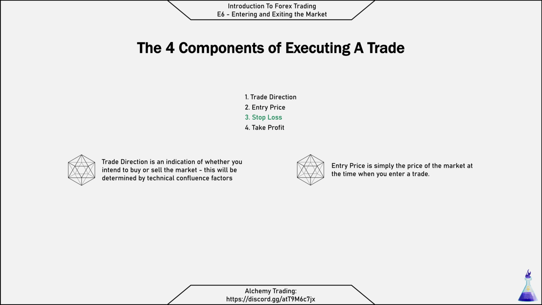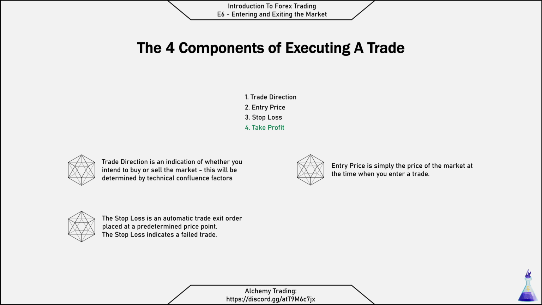Third, you have the stop loss. Your stop loss is an automatic trade exit order placed at a predetermined price point. The stop loss is essential because we need to automatically close out our position when we determine that our statistical edge has not played out on any individual trade. So what the stop loss will do is remove your position from the market at the predetermined price point.